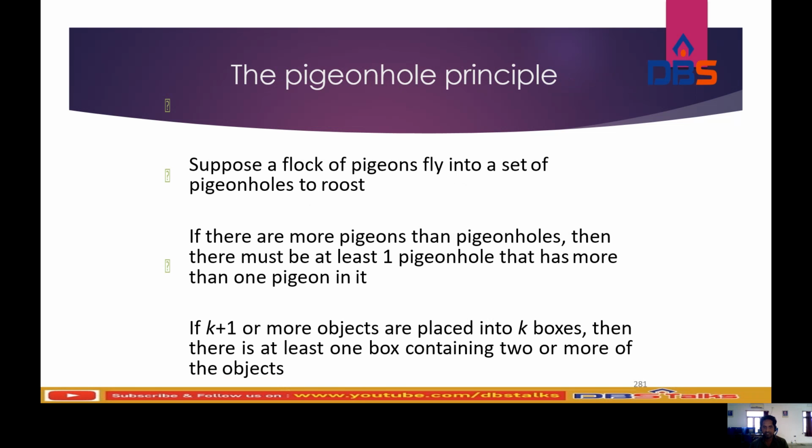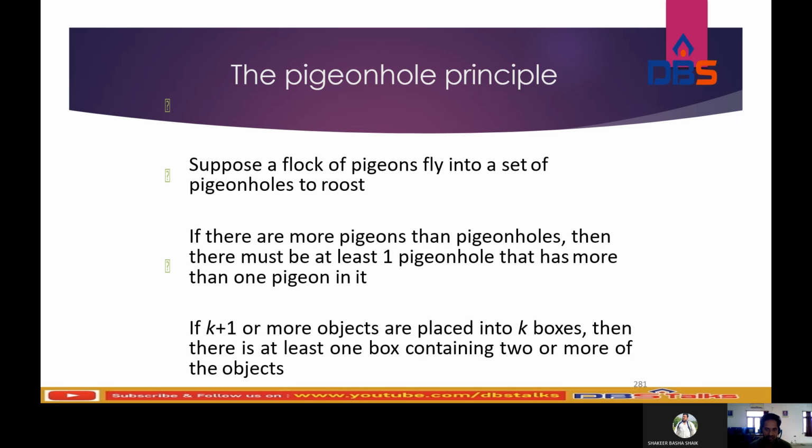So the pigeonhole principle is: suppose a flock of pigeons fly into a set of pigeonholes to roost. If there are more pigeons than pigeonholes, then there must be at least one pigeonhole that has more than one pigeon in it. So the number of pigeons is more, and compulsorily one pigeon must be assigned to each hole. Okay? There are more pigeons, so at least one pigeonhole must contain more than one pigeon.